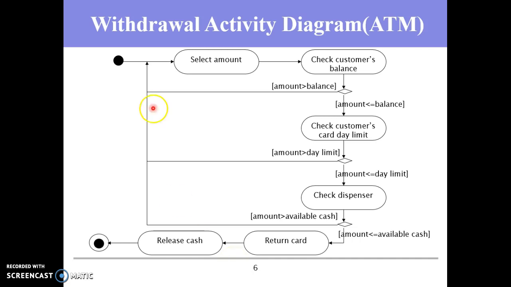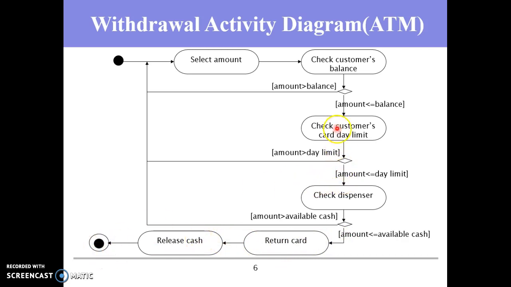With the withdrawal case study, the activity diagram related to the withdrawal use case is as follows. We start the system and the amount is selected by the customer, behind which the PIN validation and the card validation are automatically done by the bank, and the amount is checked against the balance of the customer. If it is less than the balance, then the customer is checked for the day card limit. If it is less than the day card limit, the amount is checked for whether it is available in the cash dispenser or not. If it is available, then the card is returned and the cash is released, and then we go to stop.